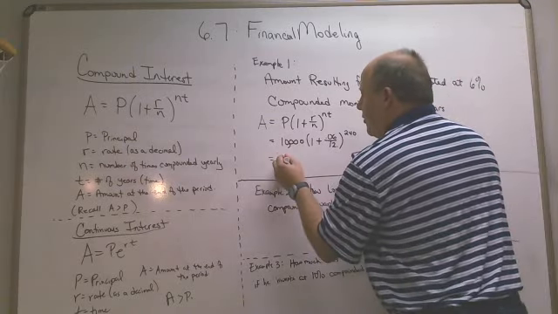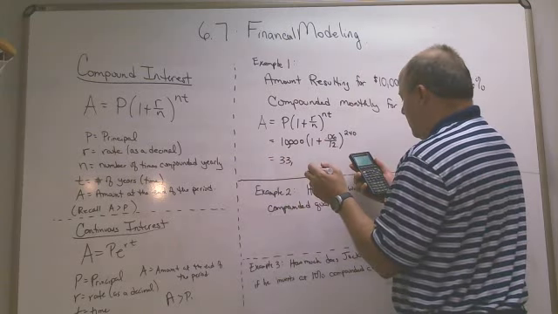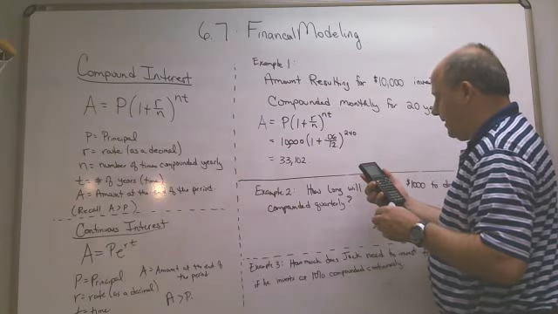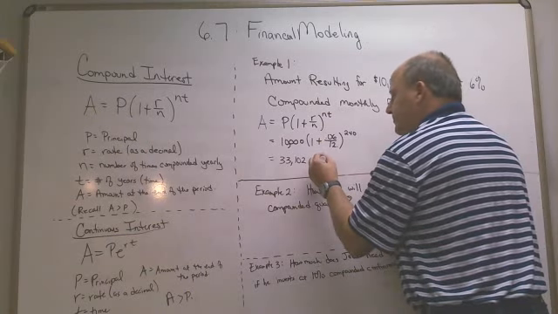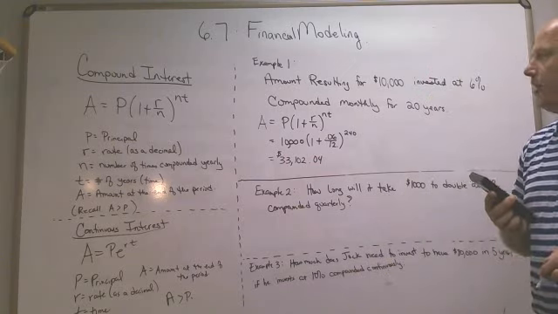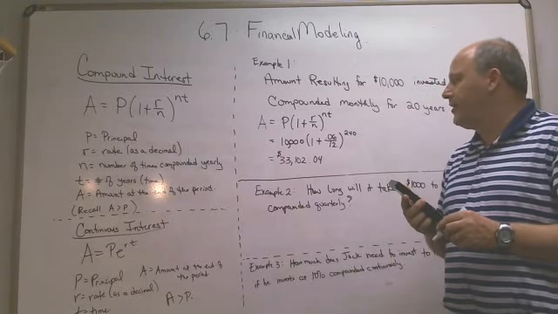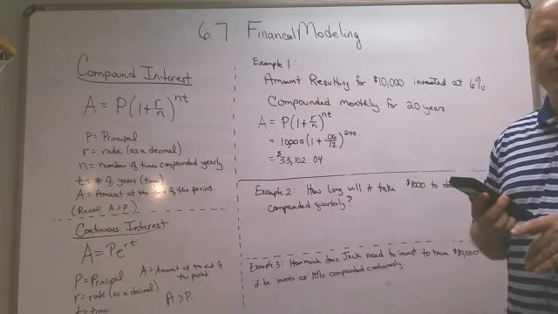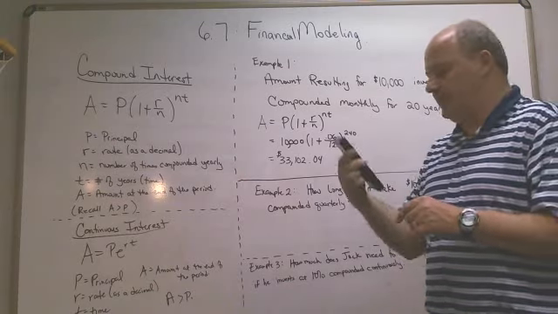And you have, wow, quite a bit of money. You have $33,102, and we're going down to the nearest penny, so it's going to be 4 cents. So you've more than tripled your money. I mean, you put in $10,000 and you got $33,102.04.